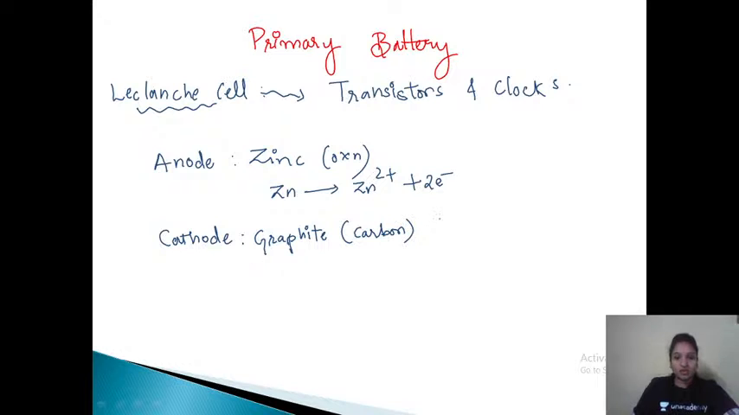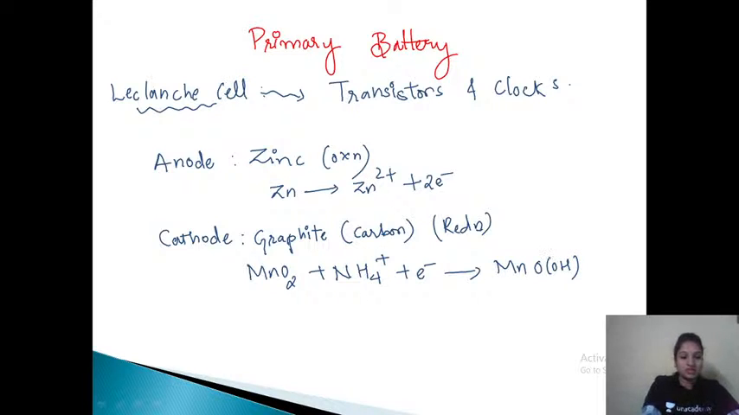At the cathode we know that reduction occurs. So let us see how manganese dioxide gets reduced. There is a paste of ammonium chloride and zinc chloride, so the ammonium ion is going to react. The electron released from the anode is utilized here and MnO2 gets converted into MnOOH. Now, what is this MnOOH? Not only this product, you also get ammonia.